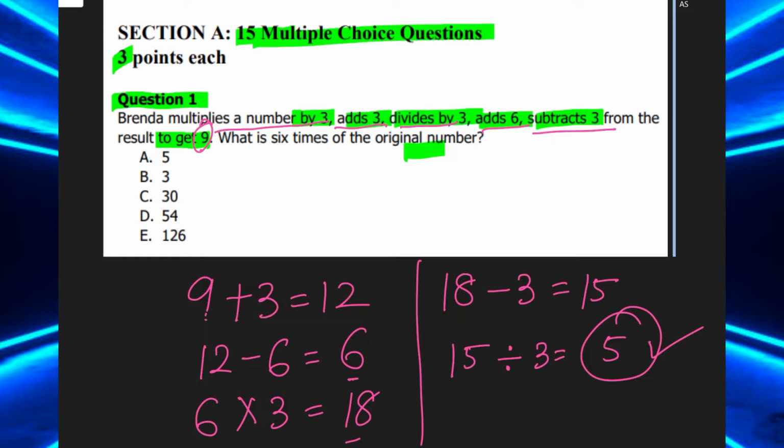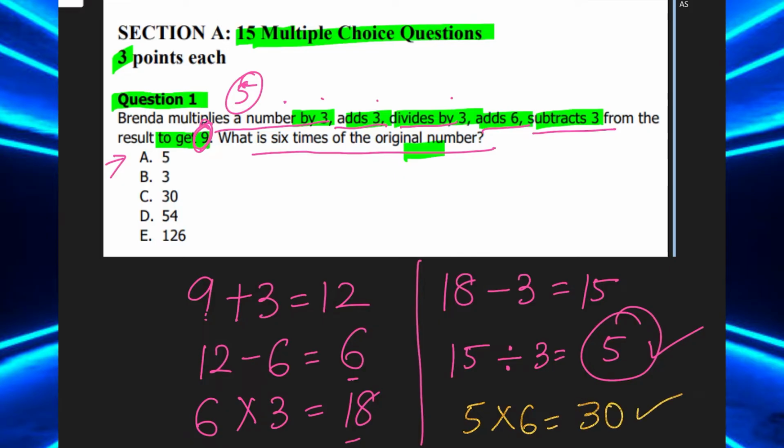And if you want to check, you can start with 5 and do all these calculations and you will see you will get 9. So 5 was the original number, but here don't be tempted to mark A as your answer. Read the question again. What is 6 times the original number? So 5 is our original number and you have to multiply it by 6. So the answer is 30. So our answer is C.